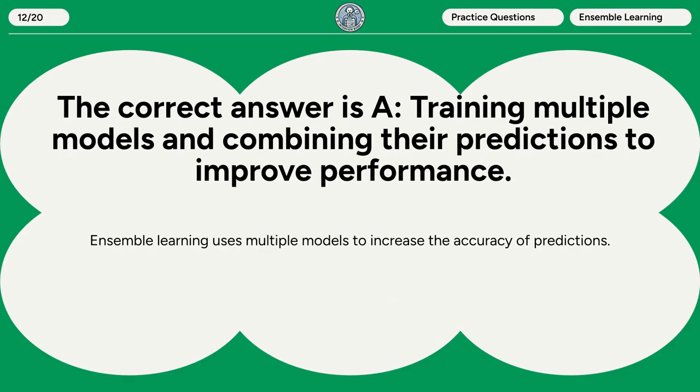The correct answer is A. Training multiple models and combining their predictions to improve performance. Ensemble learning uses multiple models to increase the accuracy of predictions.